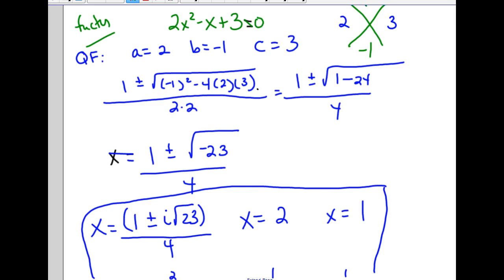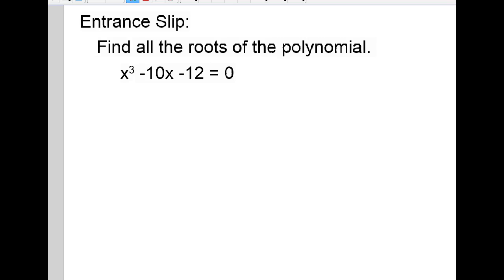All right. This is what I would like you to do for me for tomorrow. I'm going to have this answer up on the board. So I want you to find all the roots of this. And the first thing that you're going to have to do is write down all the factors of 12 and get ready to do some synthetic division.